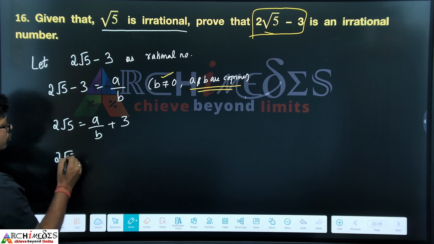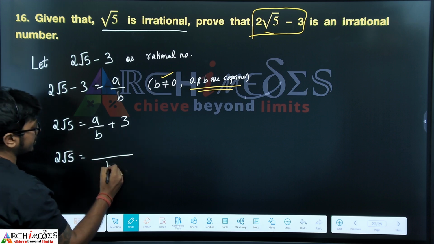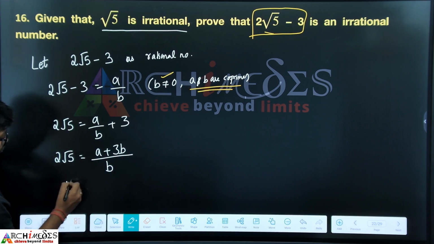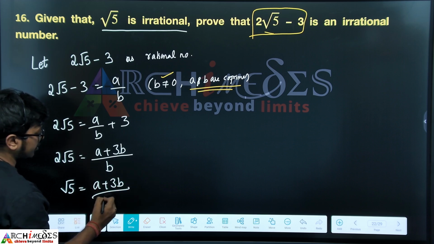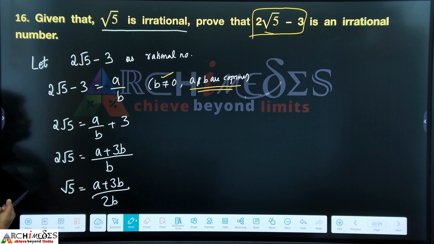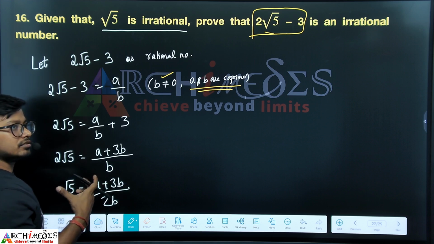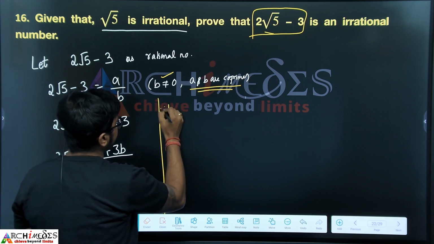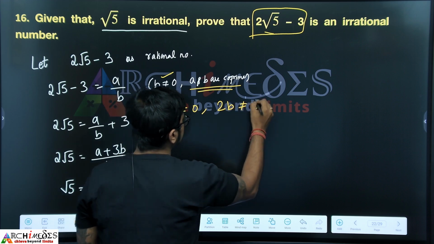Always keep that irrational number on one side. So then it will be a plus 3b over b, so then it will be √5. Very good. Now, isn't it, Apurva, since b is not equal to 0, then 2b is also not equal to 0? How will 2 multiplied with a non-zero give you 0? Can we say that 2b is also not equal to 0? Yes or no?